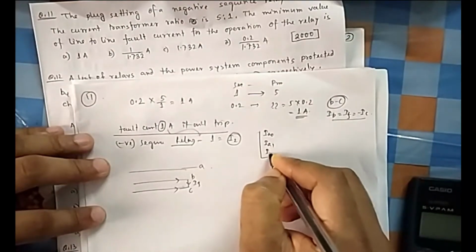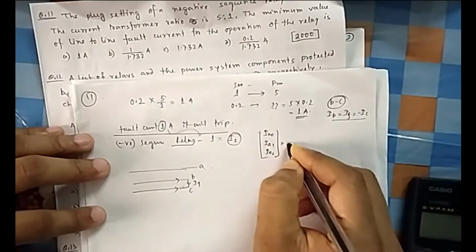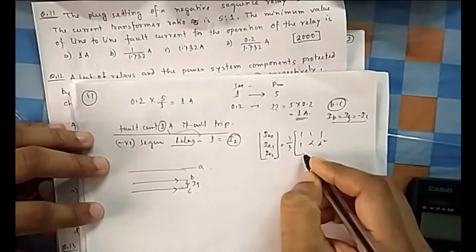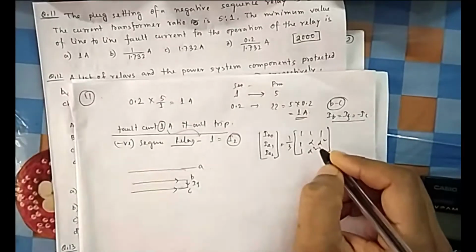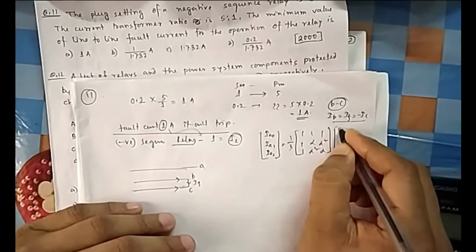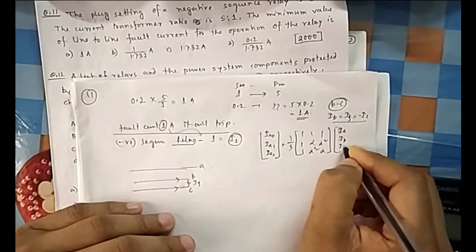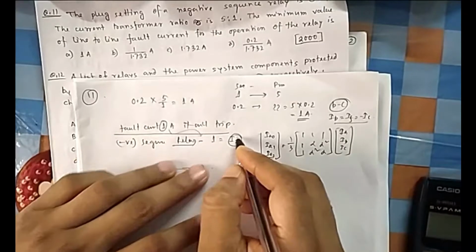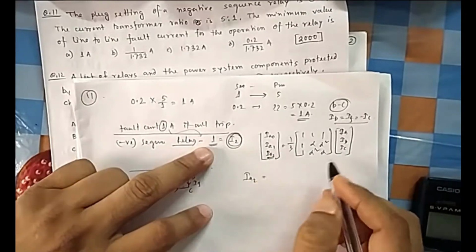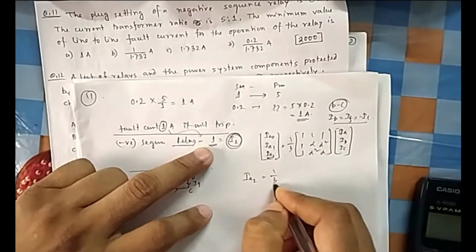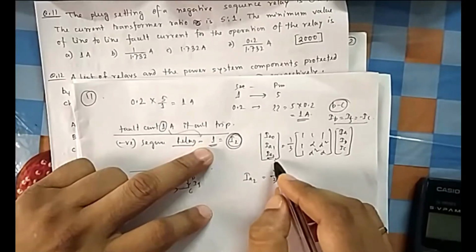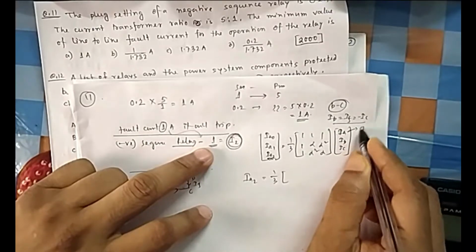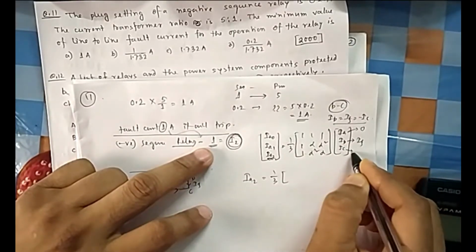So what was Ia0, Ia1, Ia2? It was 1/3 times the matrix [1 1 1; 1 alpha alpha square; 1 alpha square alpha], times Ia, Ib, Ic. Now which one do we need? We need the second component. This is given as 1 ampere; this is the second component which we have calculated, but we need to find the actual fault current. So it will be 1/3 of the last row. What is Ia? Ia is 0, Ib is If, and Ic is minus If.